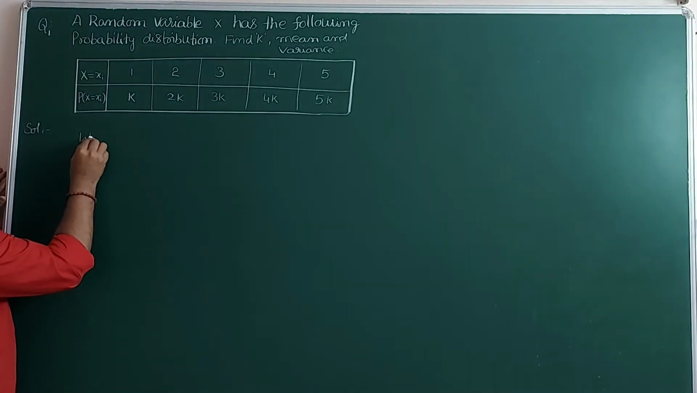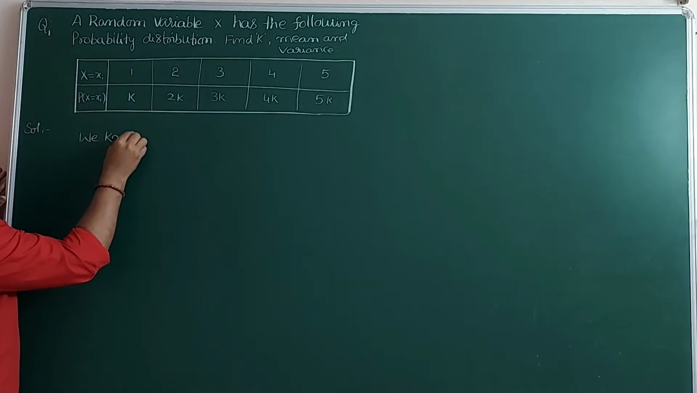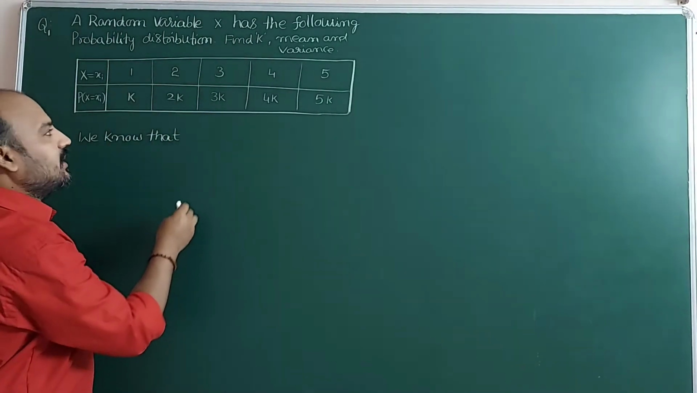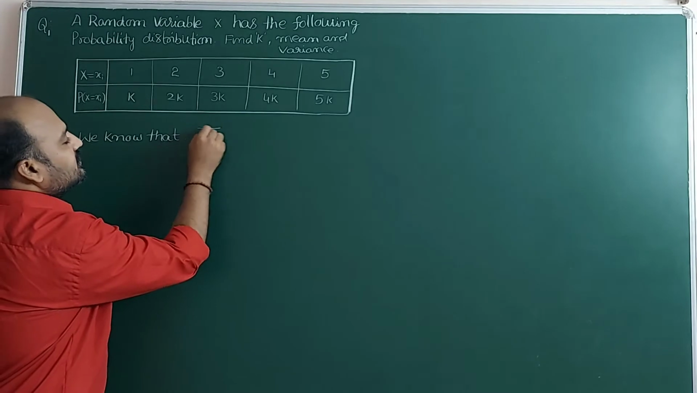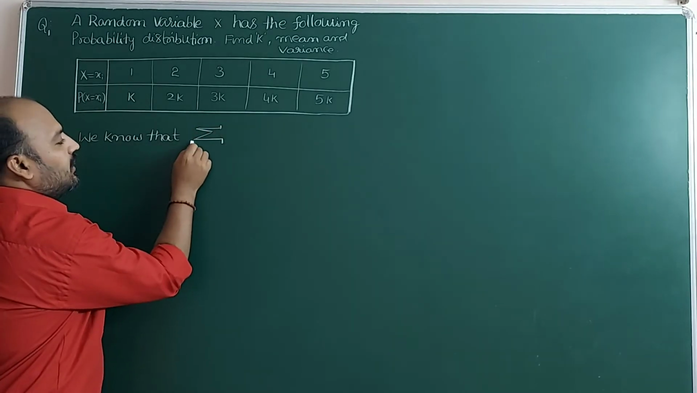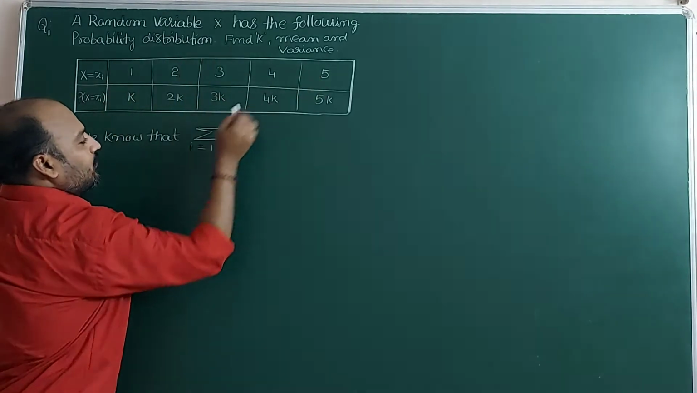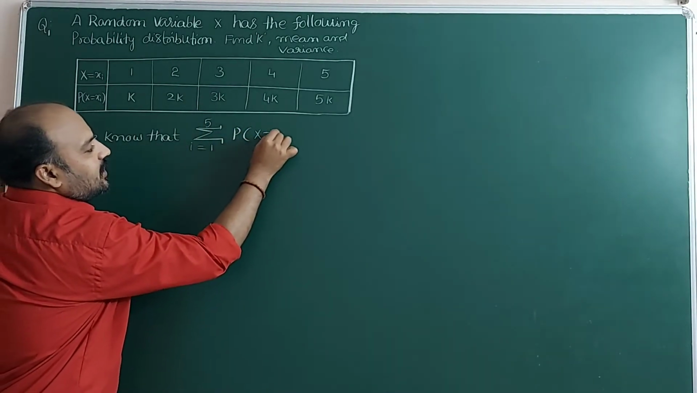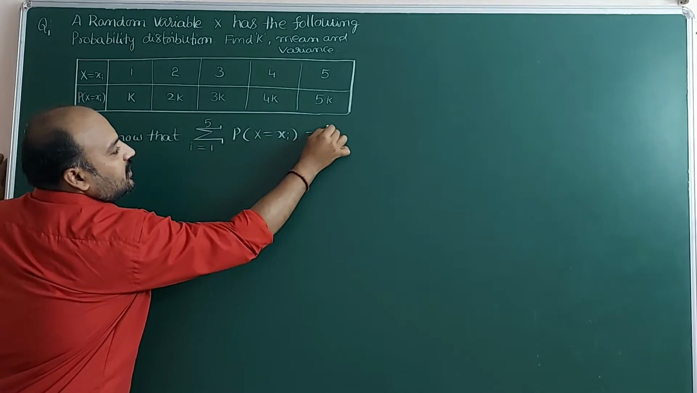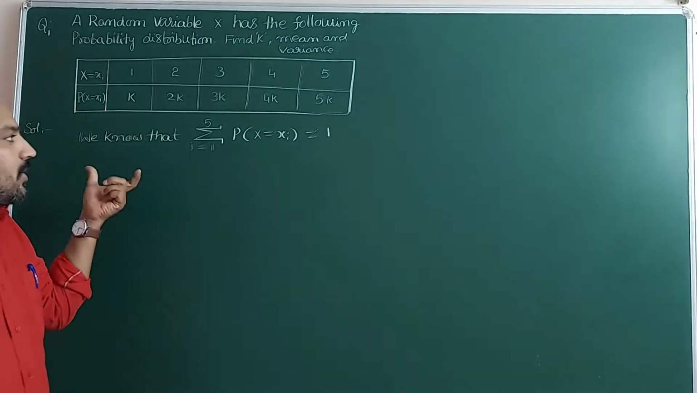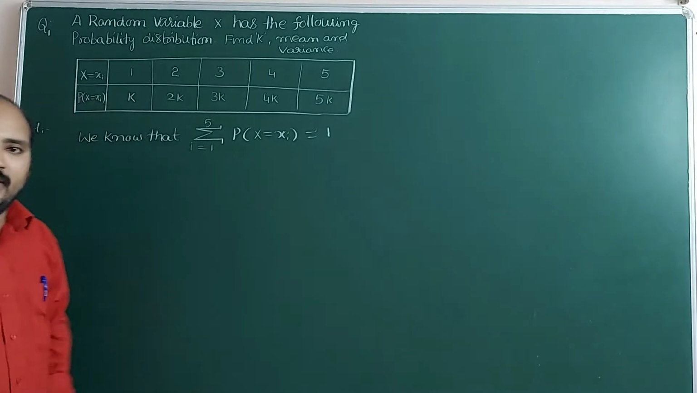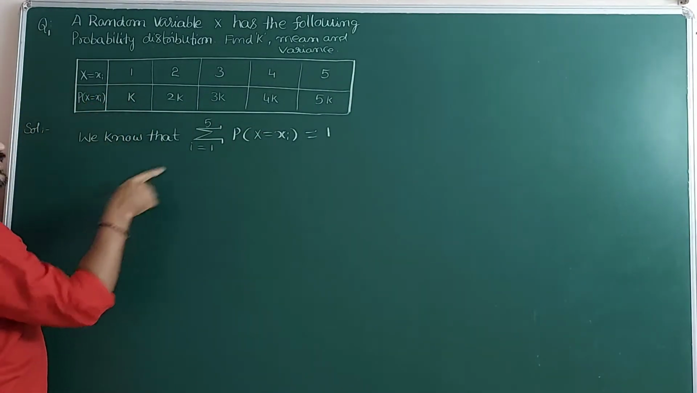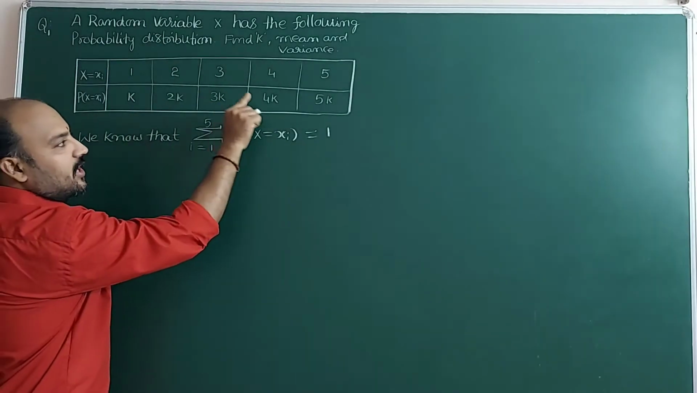We know that the sum of the probabilities, how many are there here? Sigma i is equal to 1 to 5, P of x is equal to xi is equal to 1. The sum of the probabilities is equal to 1. Now substitute i is equal to 1 means this value, i is equal to 2 means this value, i is equal to 3, i is equal to 4, i is equal to 5.